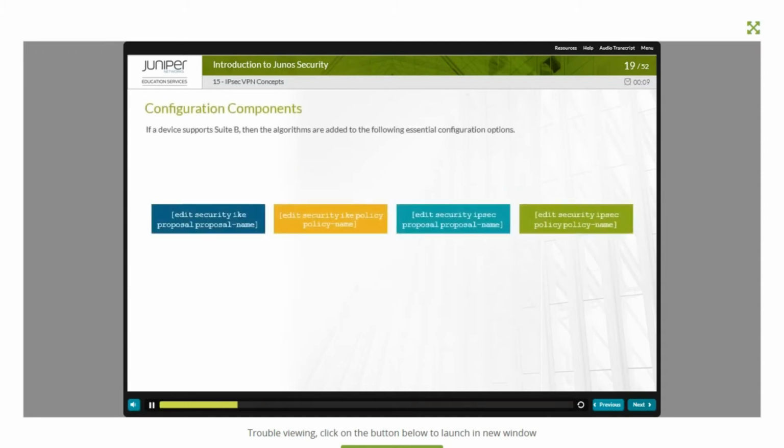If a device supports Suite B, then the algorithms are added to the following configuration options. Click each configuration option to learn more.